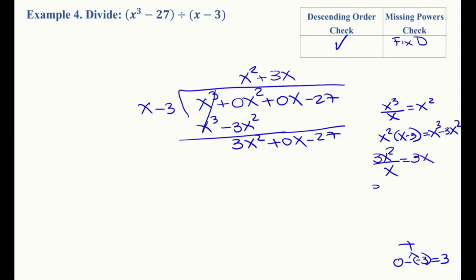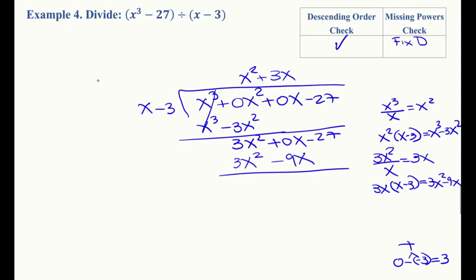And we go ahead and multiply the 3x by the divisor. So we get 3x squared minus 9x. Notice how both of those fillers have helped us out. Otherwise, where would we have put the -3x squared here, and where would we have put the -9x? So this is how the fillers help out.